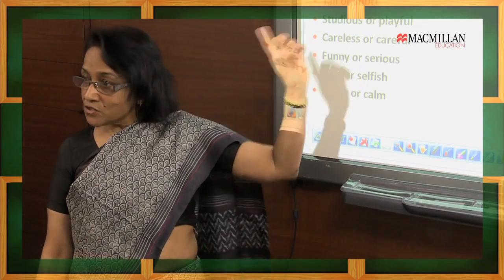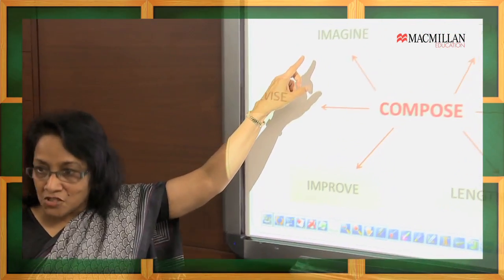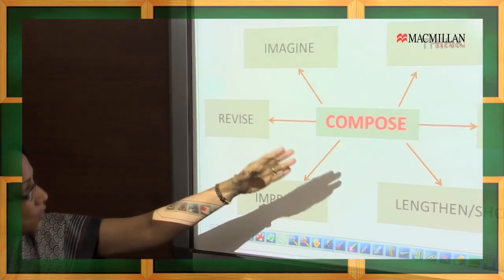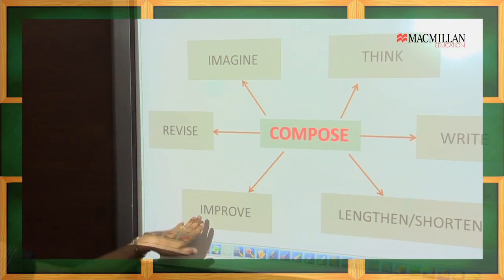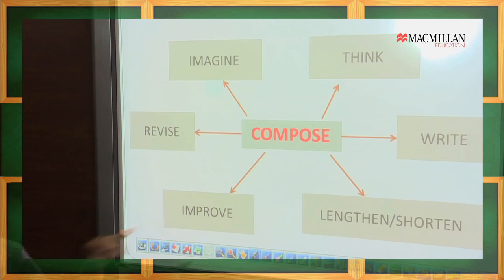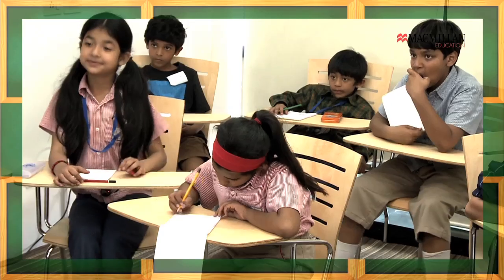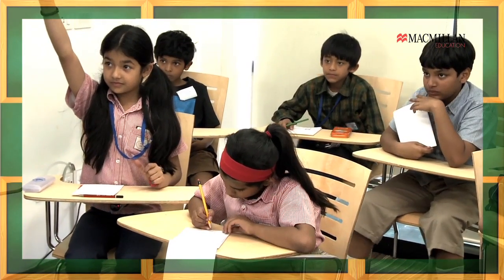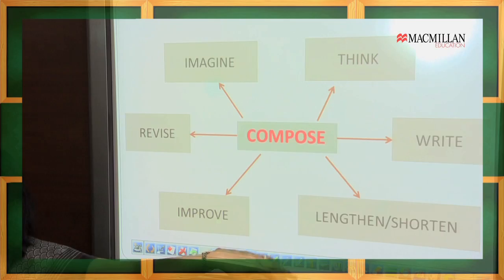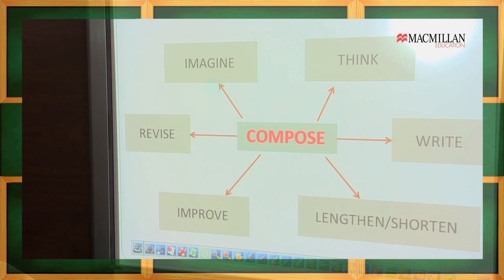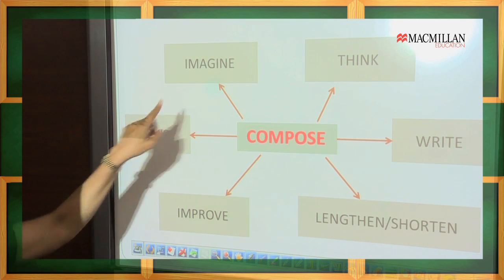Do you remember in compose we used all these ideas? We imagined first, didn't we? Then we thought, we wrote, we revised, we improved it later. When we improve, we work on our spellings, right? And we change the words if we feel like it, and we punctuate properly. If we have written a long passage, we make it short. If we've written a very short passage, we lengthen it, okay? All these activities together are called composition writing.